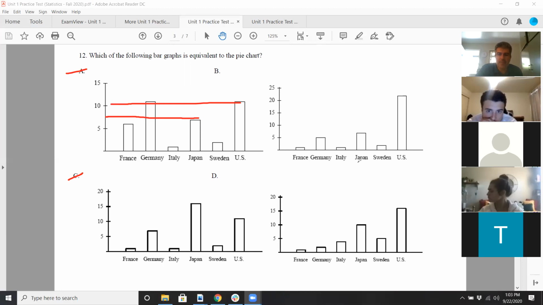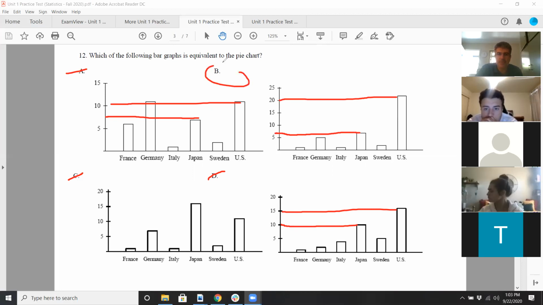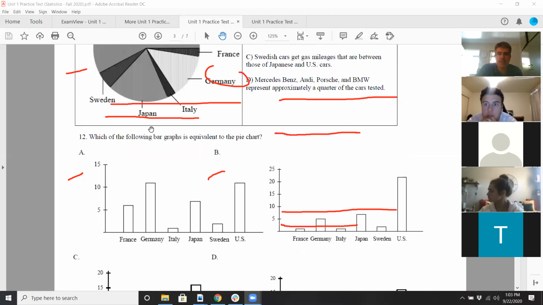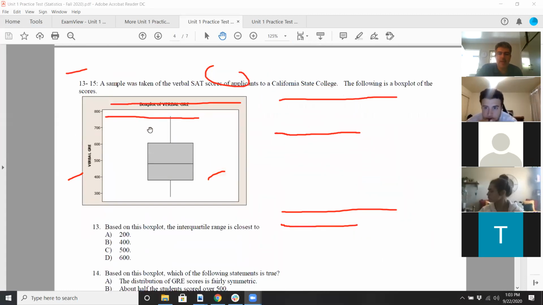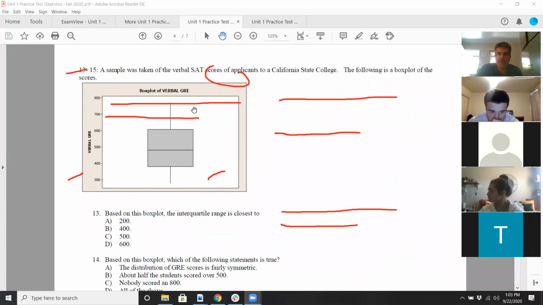I don't think D is going to work either, because US still needs to be much higher compared to Japan. It has to be at least twice as much. I think that's going to be a little more reasonable there. And Japan was definitely higher than Germany. Germany was the third, not the second lowest. So I would definitely go with B for this one, if you convert that pie chart to a bar chart or bar graph.